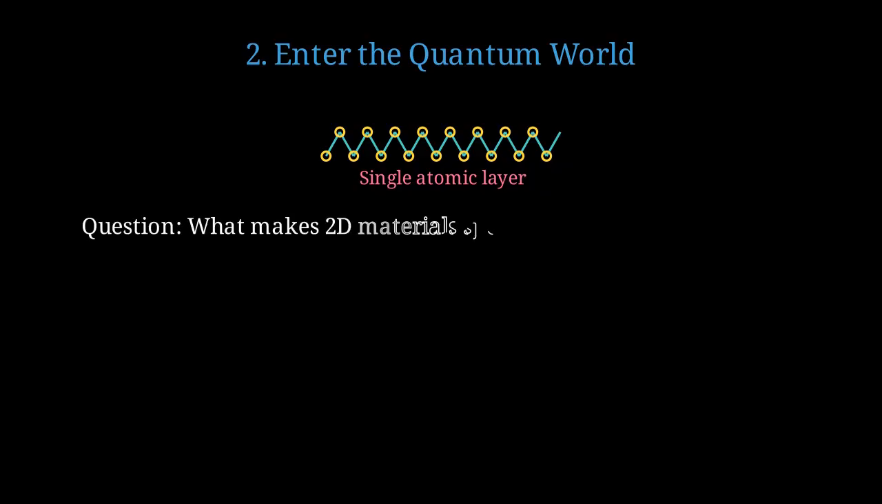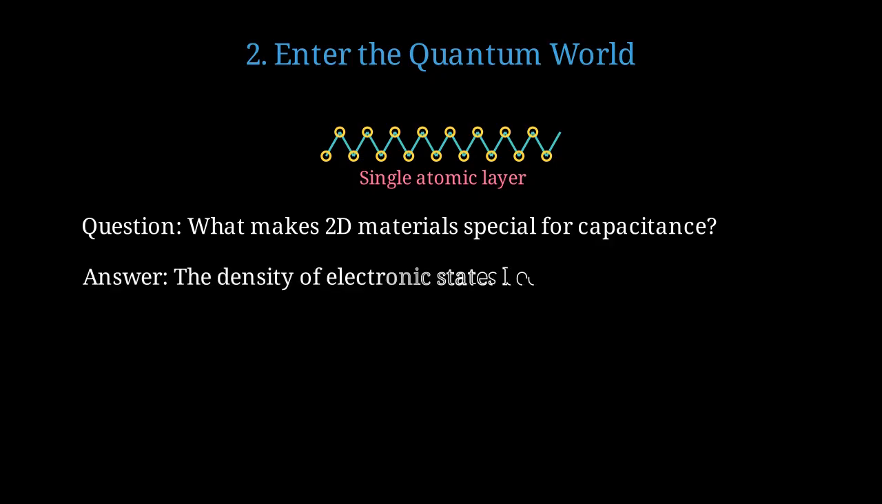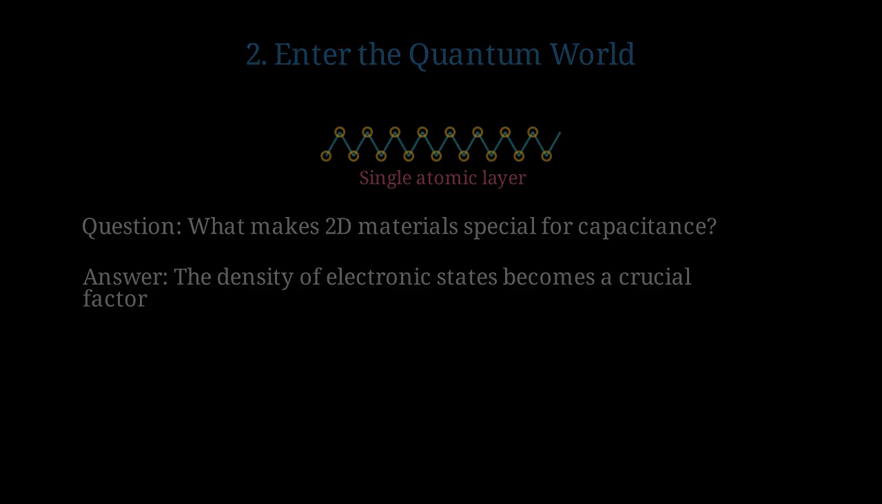Let me ask you a question. What makes two-dimensional materials special for capacitance? The answer lies in their electronic structure. The answer: in 2D materials, the density of electronic states becomes absolutely crucial. We cannot ignore quantum mechanics anymore.